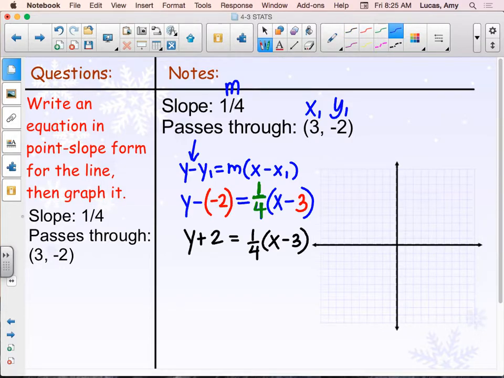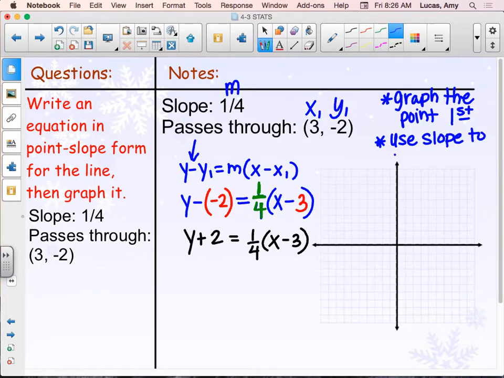Now to graph this, I'm going to graph the point first and then use the slope to find 2 more points on our line. So graph the point first and then use slope to get 2 more points on the graph.